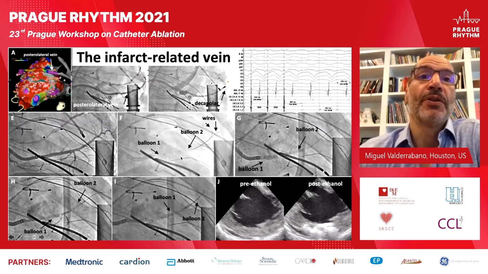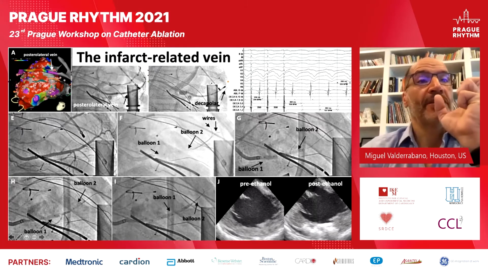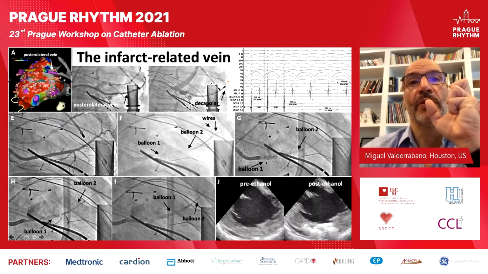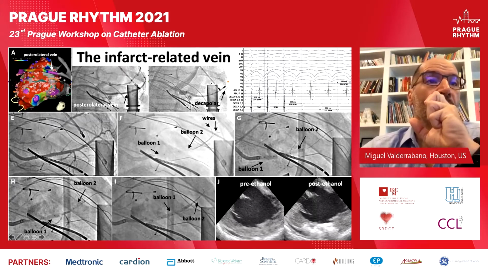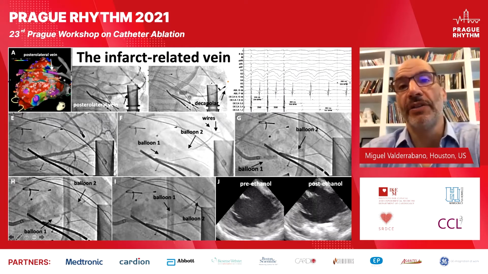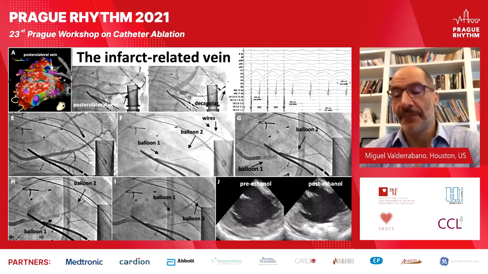In this case, we use from proximal to distal, 2 wires, 2 balloons, and then we give alcohol from the proximal balloon at different stages in the vein, from proximal here, balloon 2, balloon 1, balloon 2 here, balloon 1, and then we go more distal. And as you inject alcohol, you see the echogenicity grow.